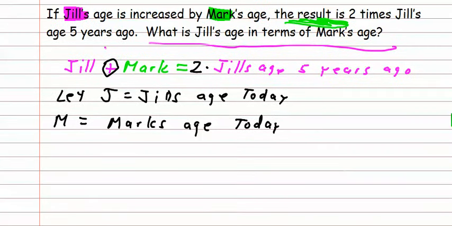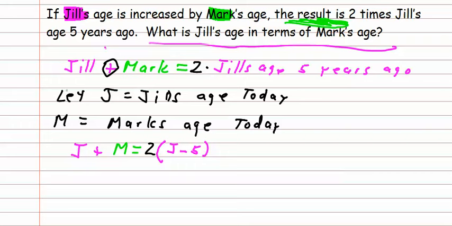So now let's write our equation. Jill's age, J, plus Mark's age, M, is equal to 2 times Jill's age 5 years ago. Well, how old was Jill 5 years ago? She's 5 less than what she is today. So whatever she is today, minus 5, is how old she was 5 years ago.